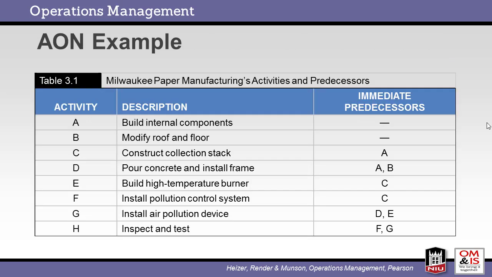Here's an example of activity on node charting in action. We start with a list of activities and their predecessors. For example, activity C cannot start until activity A is completed. These activities are necessary for paper manufacturing.